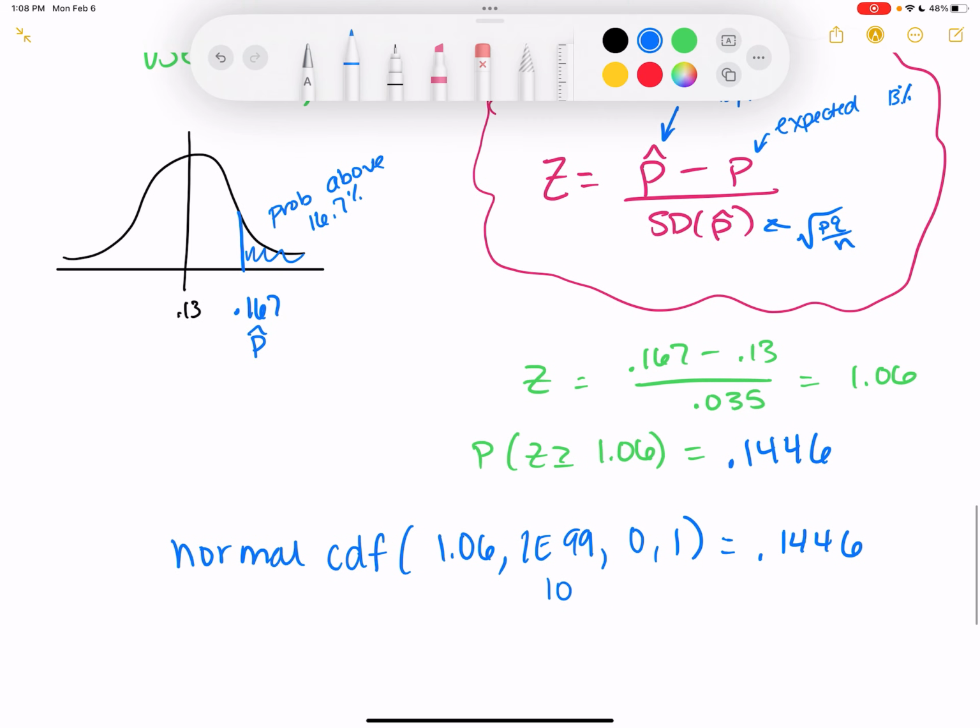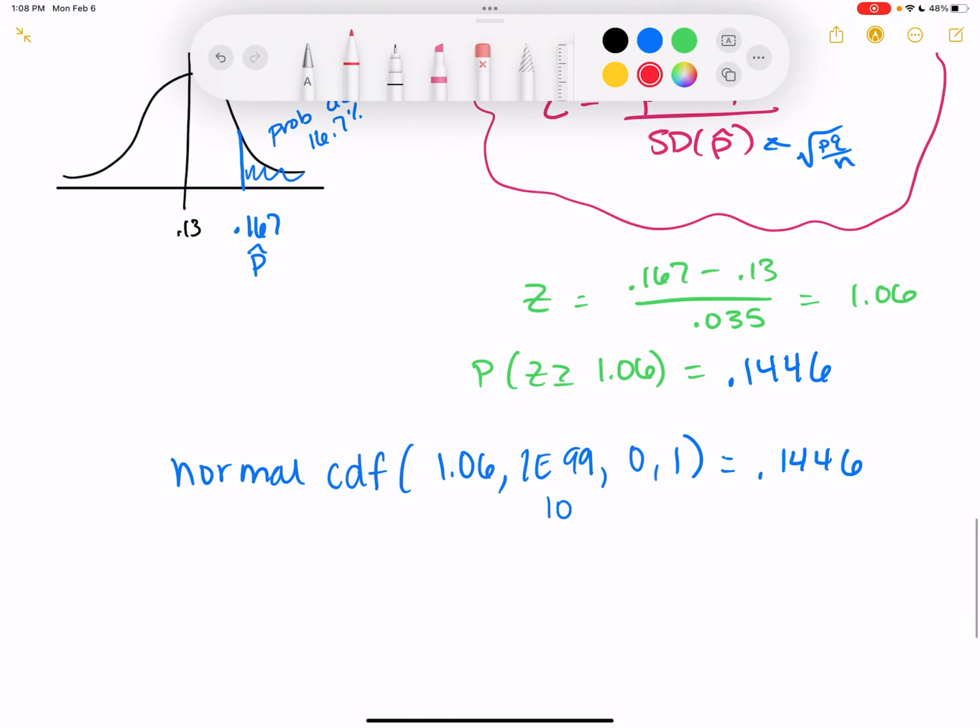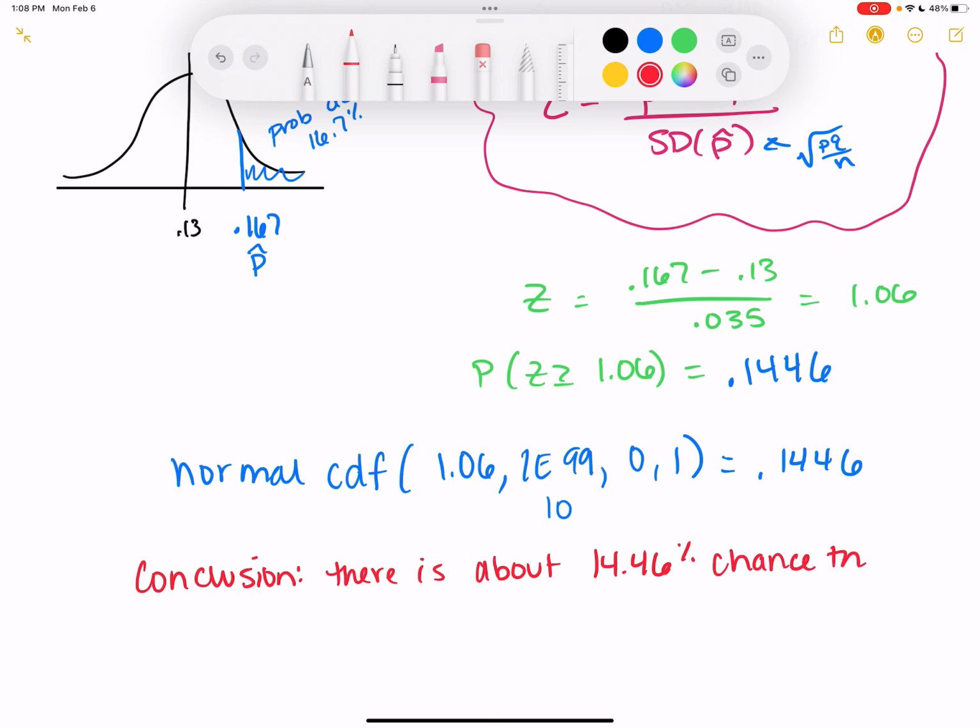And then to kind of conclude this problem, there is about a 14.46% chance that there will not be enough seats for left-handed students.